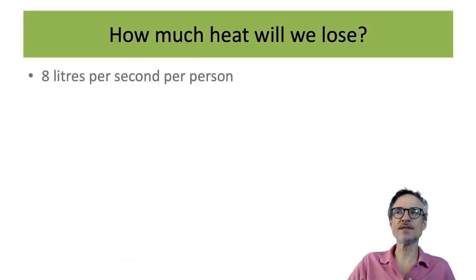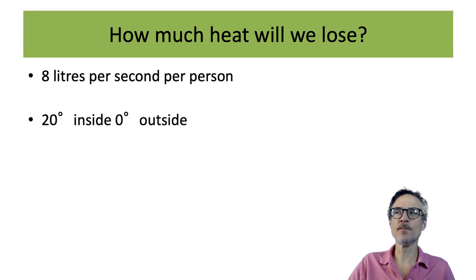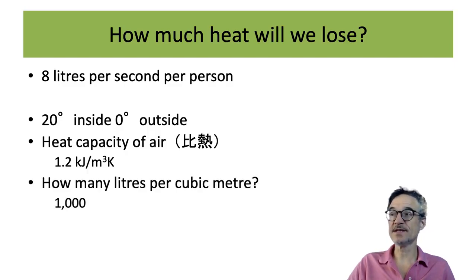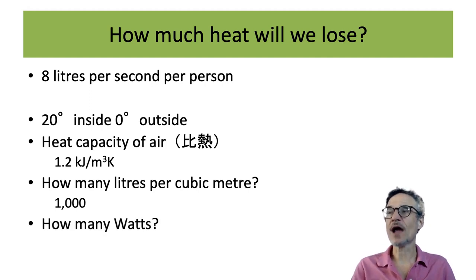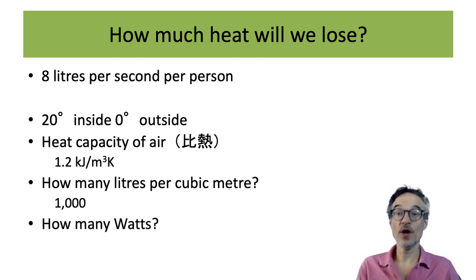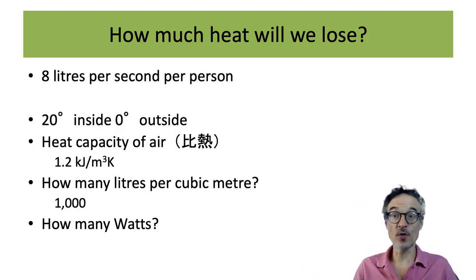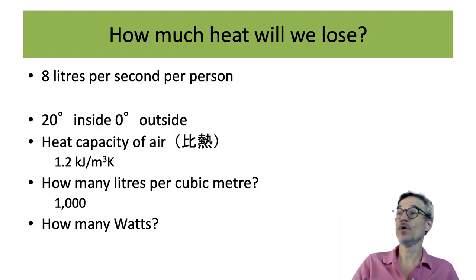If we've got 8 litres per second per person, let's say it's 20 degrees inside, it's freezing outside. We know how much heat is in the air, and we know how many litres in a cubic metre. So we can work out how many watts we are losing if we're ventilating 8 litres per second per person. How many watts are we throwing away in that hot air as the colder air is coming in?